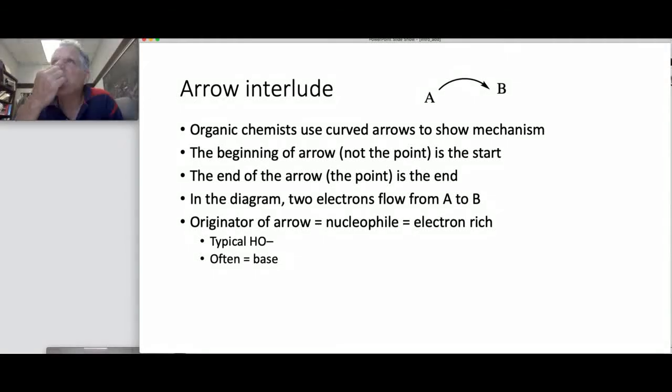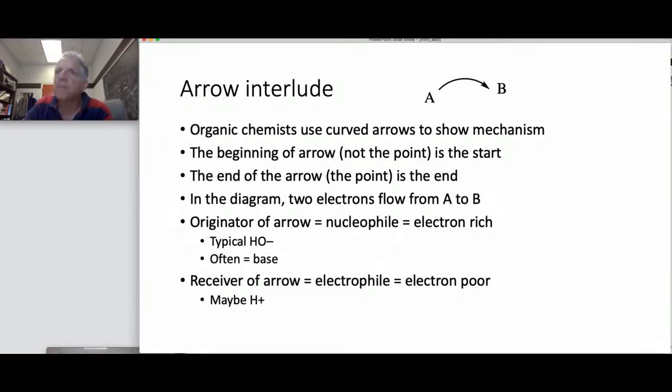The originator of the arrow, that's A, is going to be called a nucleophile. That is an electron-rich thing because it's going to originate these two electrons. A nice, easy nucleophile that we can keep in our head is hydroxide, HO-. It's a fairly familiar compound, and you have some idea of what it does, and that's a fairly typical nucleophile. Hydroxide is also a base, and nucleophiles are often bases, and bases are often nucleophiles. They're different, but they're similar.